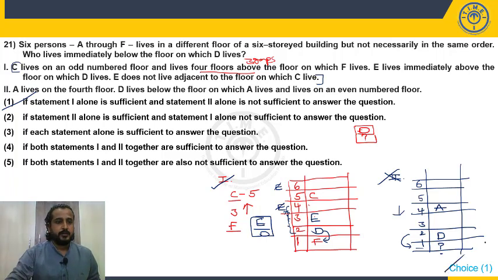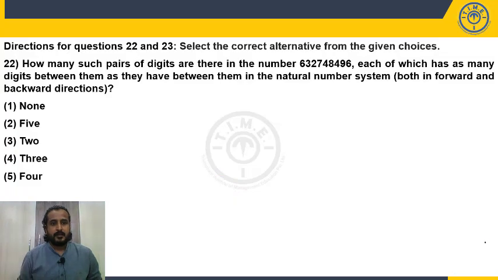Okay. Now move to the next one. Independent questions, individual questions. How many such pairs of digits are there in the number 6327484996, each of which has as many digits between them as they have in the natural number system, in both forward and backward directions? So let's check it.